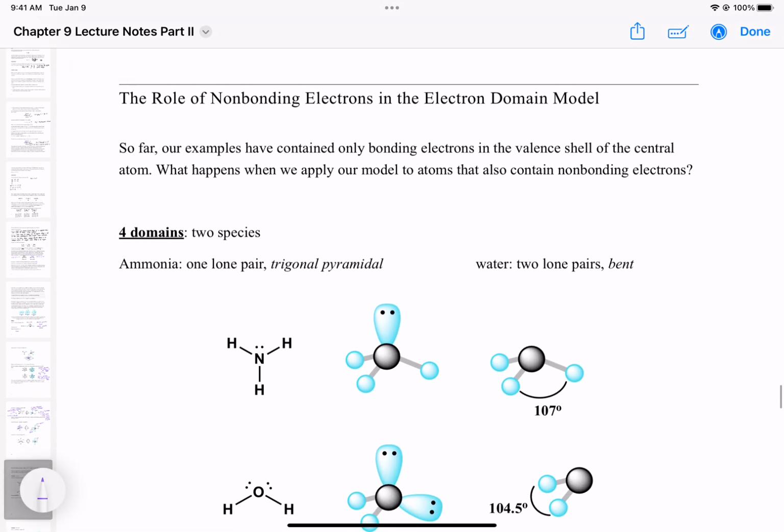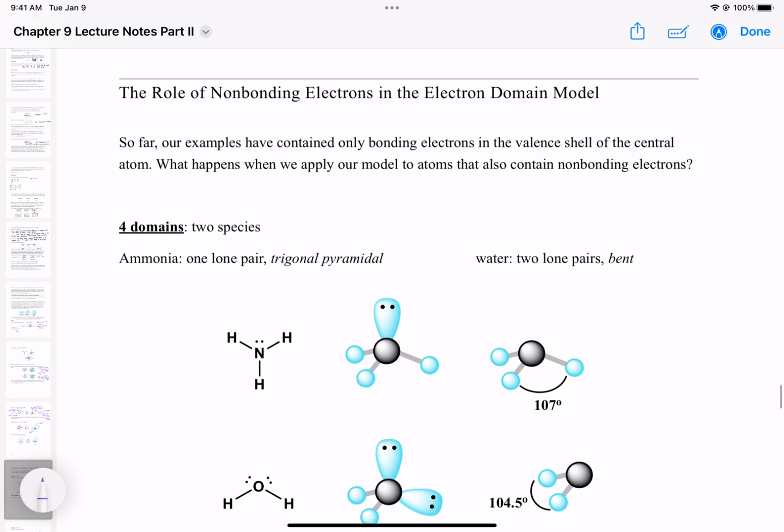All right, let's now talk about the role of non-bonding electrons in the electron domain model. So I went over some examples before, so now we're going to do a recap of that. Okay, so for 4 domains, there's 2 different types. We have ammonia, 1 lone pair, we call that trigonal pyramidal, like I described above. Water, 2 lone pairs, and that's called bent. So we look at these 2 examples.